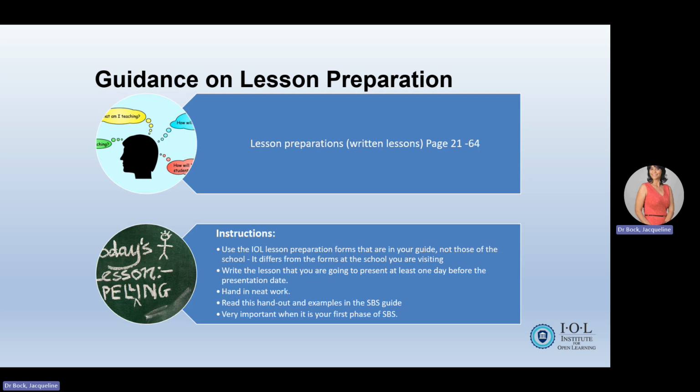You will have to write the lesson that you are going to present at least one day before the presentation date. So if you present tomorrow, then today you must already have planned for tomorrow. Also read your SPS study guide so that you know what is expected of you, and it is very important that you understand what is going on, especially when it's the first time that you go out for SPS.